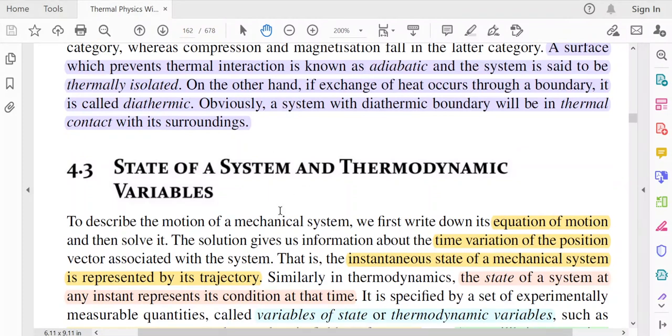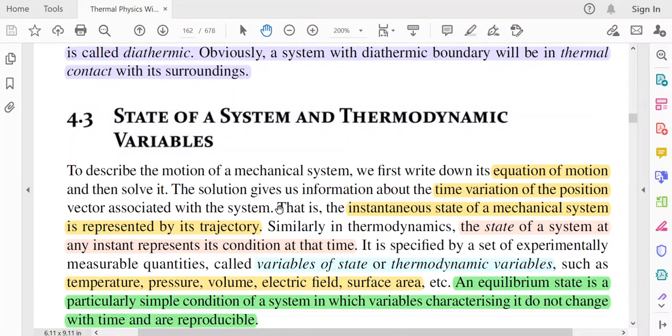Now we will discuss what is a state of a system and what are thermodynamic variables. To describe the motion of a mechanical system, we first write down its equation of motion and then solve it. So in mechanics, the equations of motion are familiar to us. What are equations of motion? If we solve the equations of motion, then what do we get? We get some information about the time variation of the position vector associated with the system. So in mechanics, time and position, these two quantities, are very important.